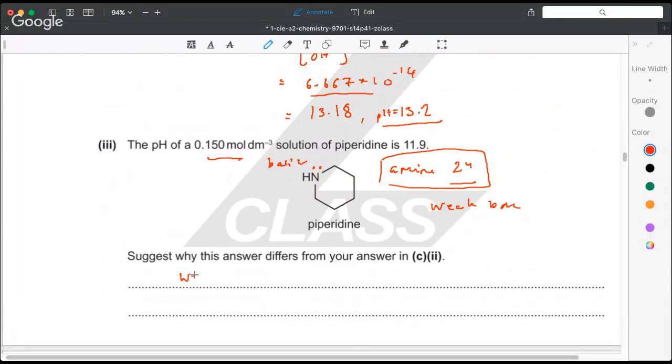So, weaker base. The secondary amine is a weaker base compared to hydroxide ions.